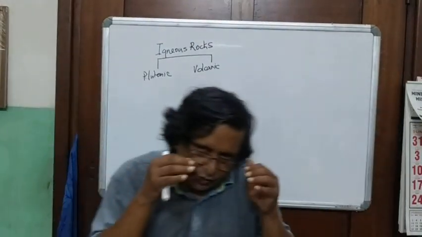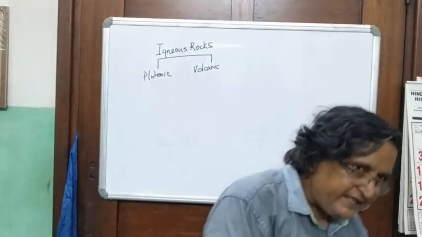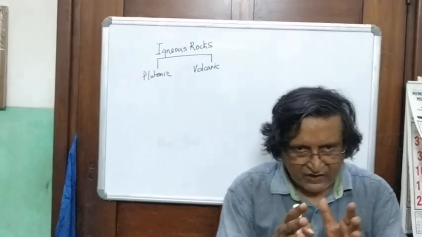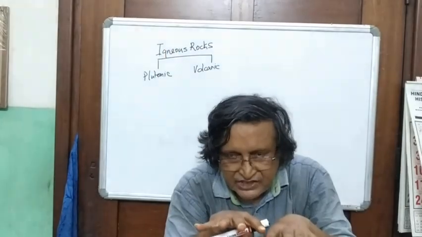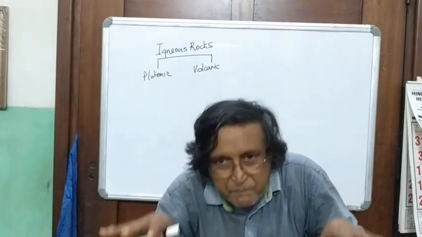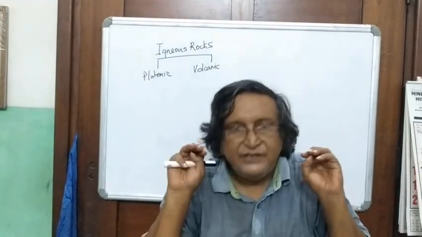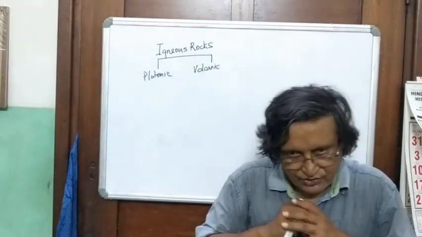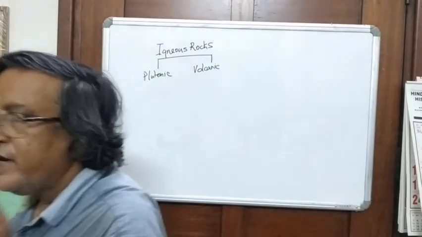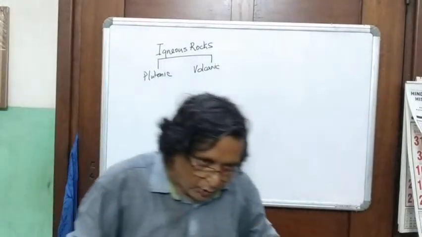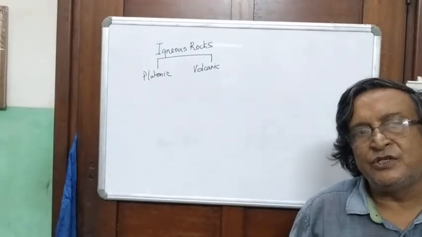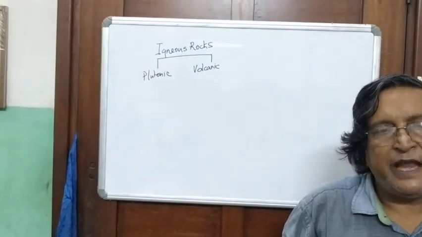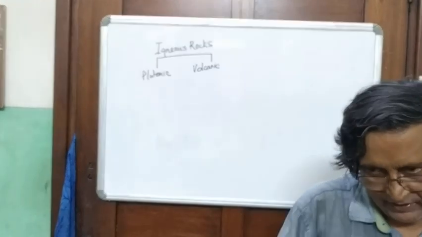Whereas, if those melts did not find a fissure or a crack to go up to the surface, then they crystallize at a depth below the surface. These are called plutonic rocks. So plutonic rocks crystallize below the surface of the earth, and volcanic rocks crystallize from lavas that are emplaced on the surface of the earth.